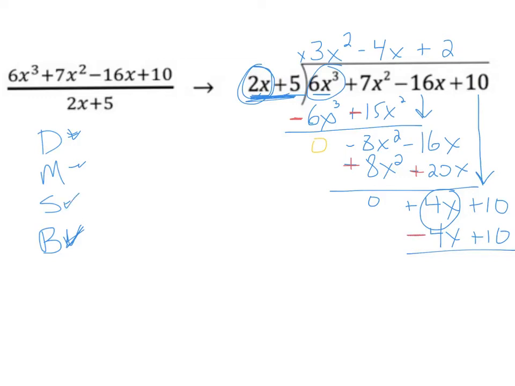So we're going to subtract these, and we get a 0, which means we have a remainder of 0. Yay! And if you have a remainder equals 0, that means that 2x plus 5 is a factor of 6x cubed plus 7x squared minus 16x plus 10. Awesome job!